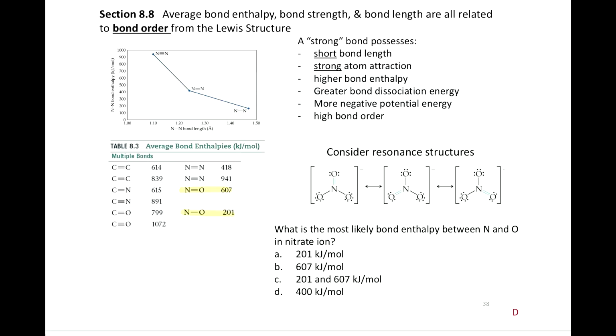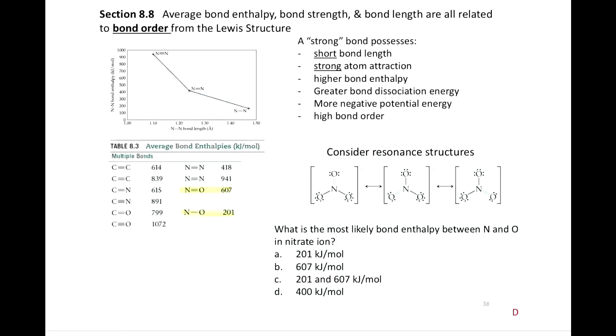So I'll just remind you that bond order tells us the magnitude of bond strength of these chemical bonds. Remember from chapter 5, we talked about strong bonds. Typically, these are short bonds. These have strong atom attraction to one another. They have very high bond enthalpies.